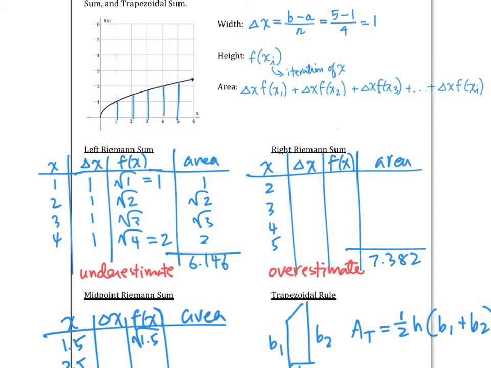So underestimate because f of x is increasing rather than concavity, because you can see that even if it is concave up like this, the left hand side is still going to underestimate, because the left hand value is always going to be smaller than the right hand value. Therefore, it's always going to underestimate. And same thing, right hand side is always going to overestimate in this case because this function is increasing.